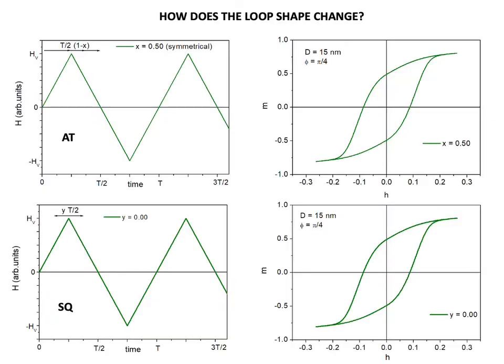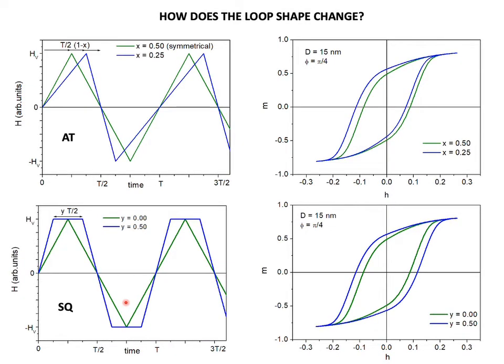Let's see how this reflects on the loop shape. If we have a perfectly symmetrical triangular waveform, this is the hysteresis loop calculated for nanoparticles that have 15 nanometers of dimension and the average field equal to pi/4. The very same appears for the square curves in this condition.